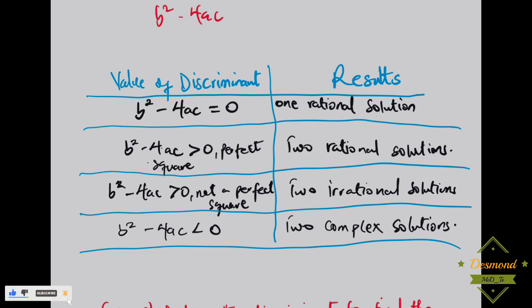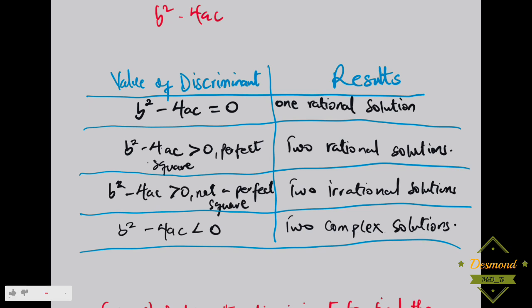When you put the values of b, a, and c into this radical form and get something greater than 0 that is a perfect square, then the solutions that we are going to get are two rational solutions, right? When you get a value greater than 0 which is not a perfect square, then the solutions are two irrational solutions, right? When you get a value which is less than 0, then we get two complex numbers.